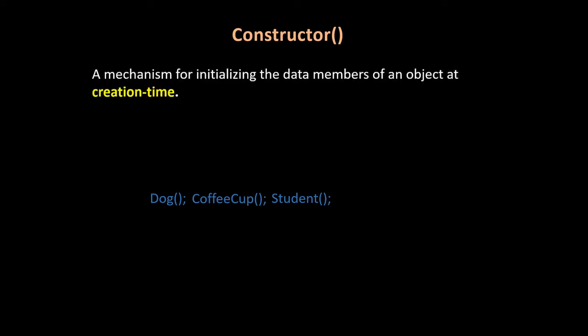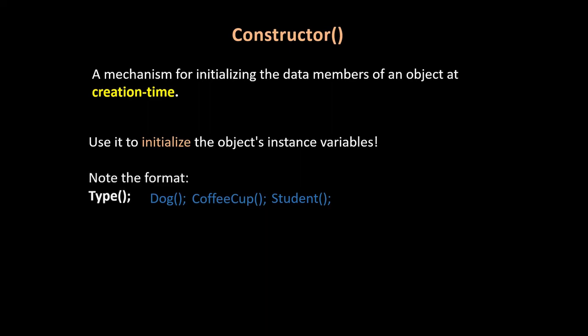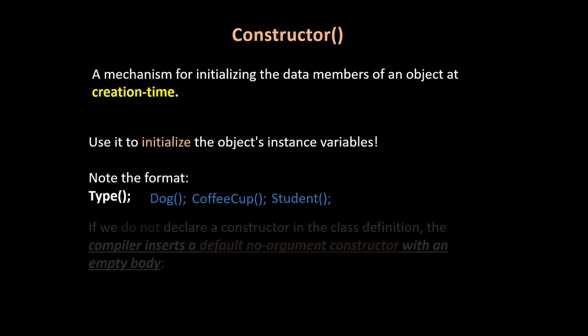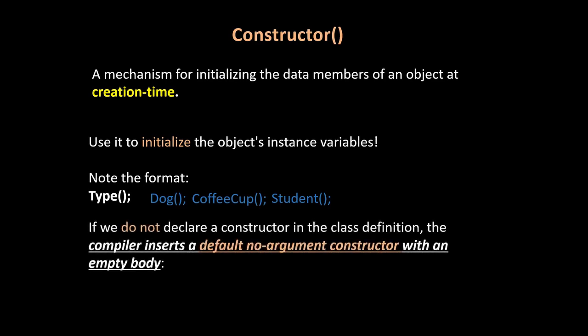So a constructor is a mechanism for initializing the data members of an object at creation time. You use it to initialize the object's instance variables. Note the format: the type with the brackets that you would normally see with a function, which coincidentally is also a noun type of a name. If we do not declare a constructor in the class definition, the compiler inserts a default no argument constructor with an empty body.